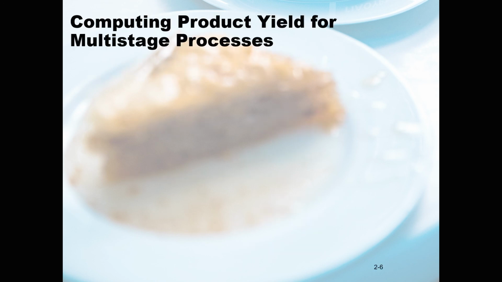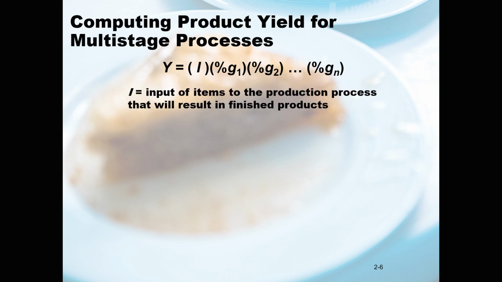So a lot of products end up having to go through multiple stages of production. We have yield equals the initial input times the percentage good that comes out of stage 1, the percentage good that comes out of stage 2, and so on, all the way to N stages. Again, the I is the input, and the G sub I is the percentage good that comes out at each stage.